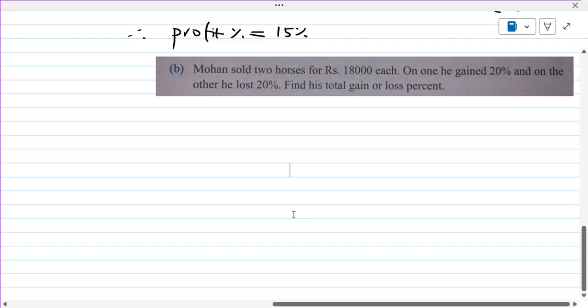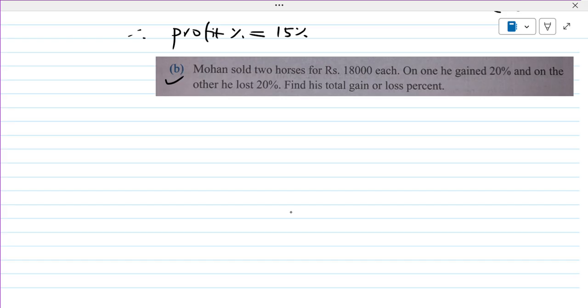Mohan sold 2 horses for rupees 18,000 each, and on one he gained 20%, and on the other he lost 20%, is it? So find his total gain or loss percentage, is it? So in total, how much gain or loss did he make? Percent of that we have to find.